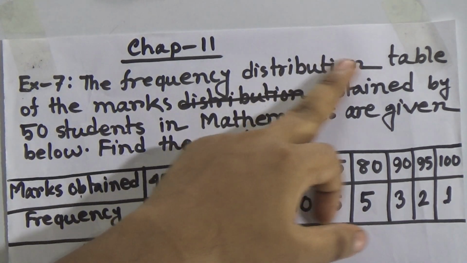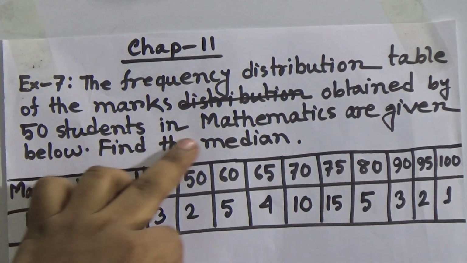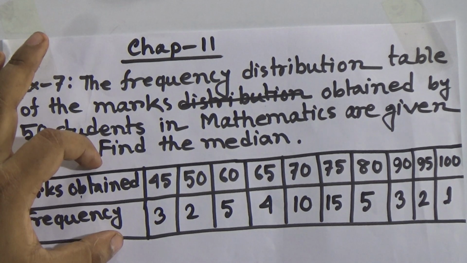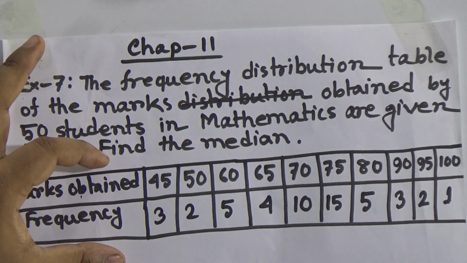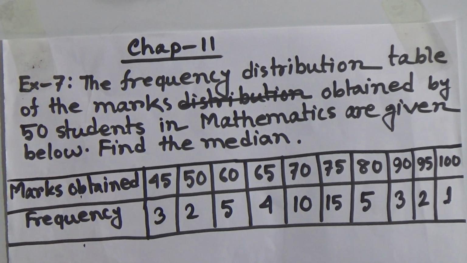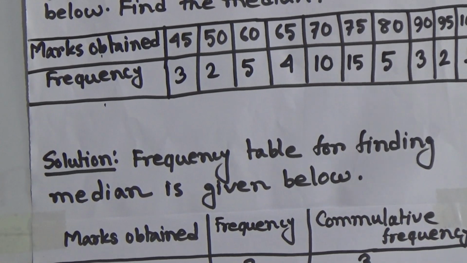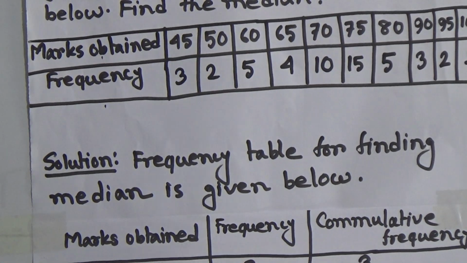So the frequency distribution table of marks obtained by 50 students in mathematics is given below. Find the median. That means by using this frequency distribution table, we find out the median. My dear student, here marks obtained and frequency are given, but we want to find the cumulative frequency. How can we find out this cumulative frequency? Please notice the board. At first we write this 3 here. So 3 frequencies, 3 is here.